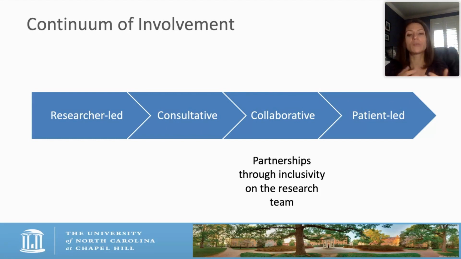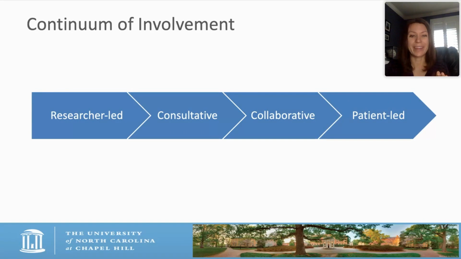which is more of what I do, where I include them on the research team. And then there's patient-led, where they're doing everything and they're actually leading the project. So you have to decide for your particular project which one makes sense, which one you're comfortable doing. But I would argue anything from consultative on, that's going to be better than just simply researcher-led kind of research.